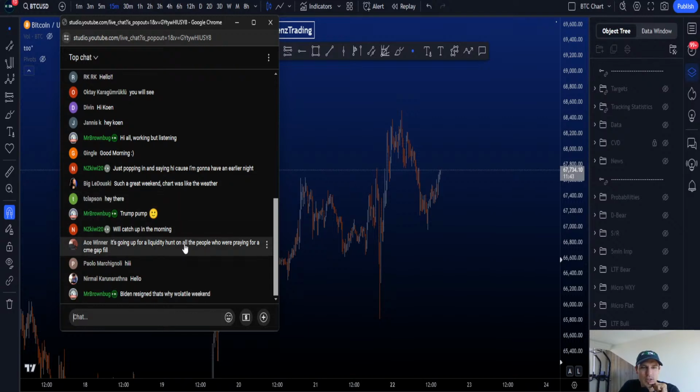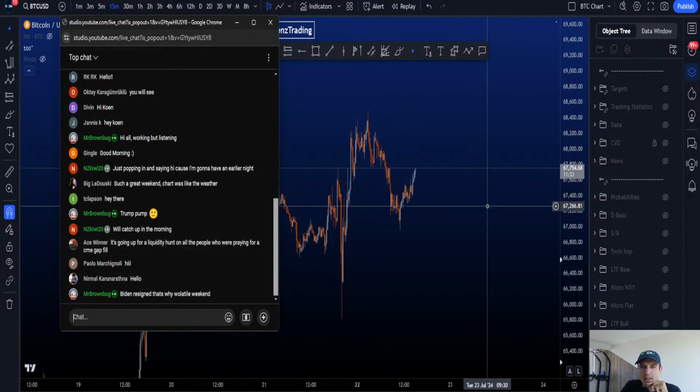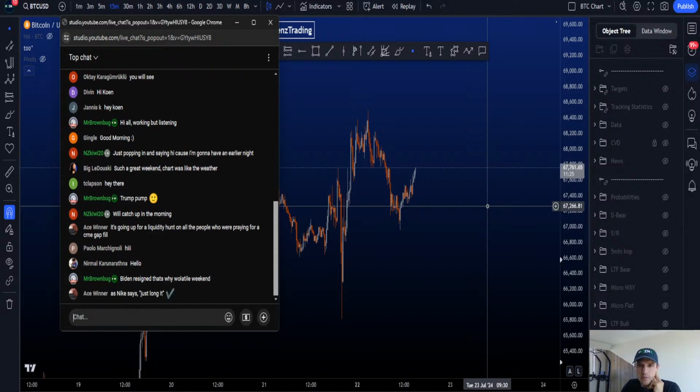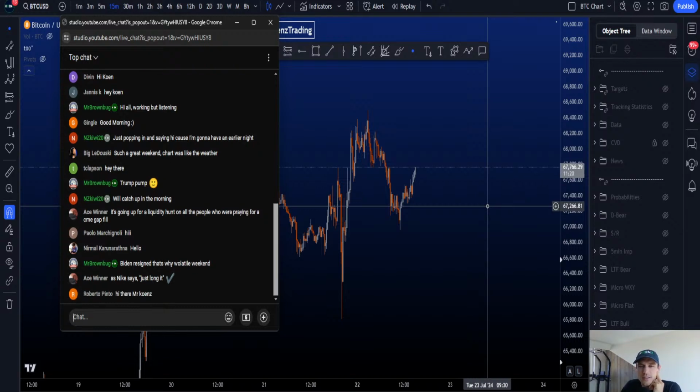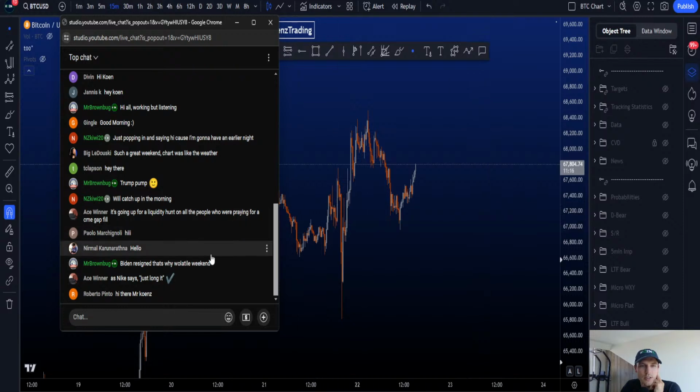It's going up for a liquidity hunt and all the people who were praying for a CME gap fill. I think I know the estimation of where the CME gap is. I think the CME gap is interesting for a wave 2, but not directly down, right? Like after the weekend, we made that gap. I prefer to only visit it at a later stage, not immediately.